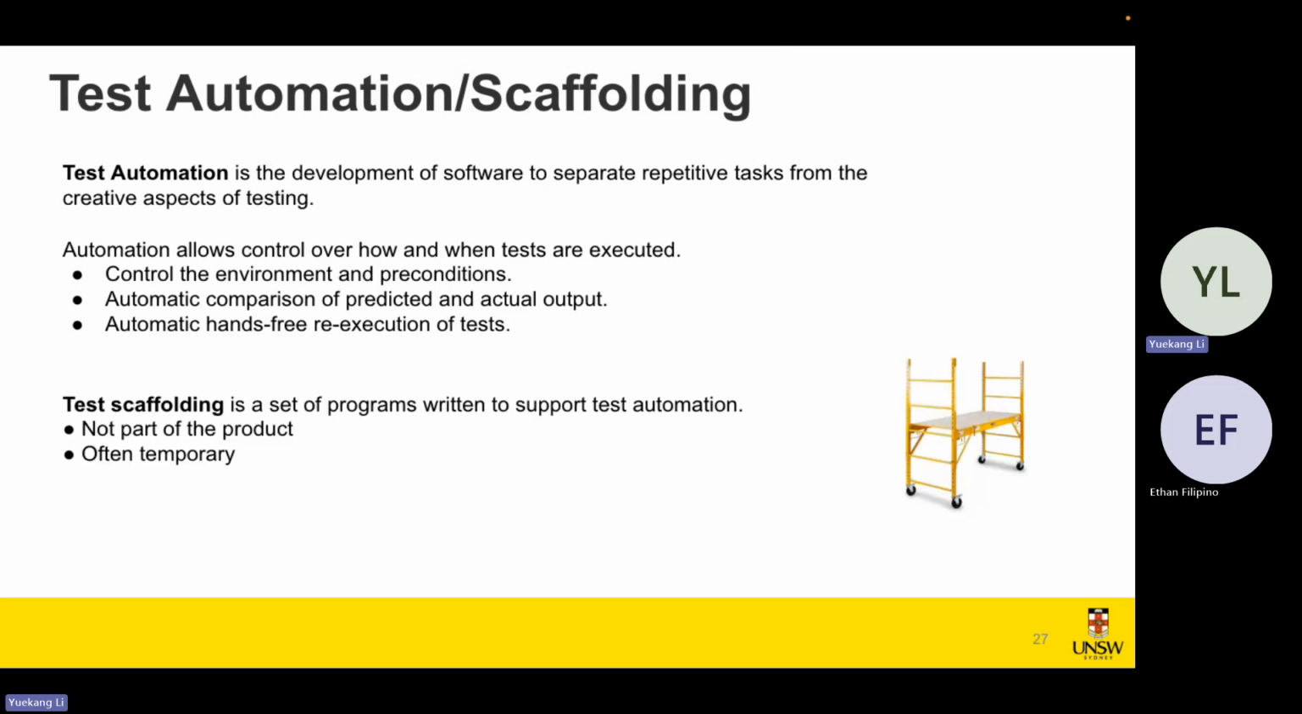And to do this automation, we need test scaffolding, which is to write some small programs to wrap around our test cases so that we can run them automatically. And normally the test scaffolding code is not considered part of the product. And most of the time they are temporary, just like the scaffolds we use for constructing buildings, right? We remove them once the building is built. So it's similar for test scaffolding.